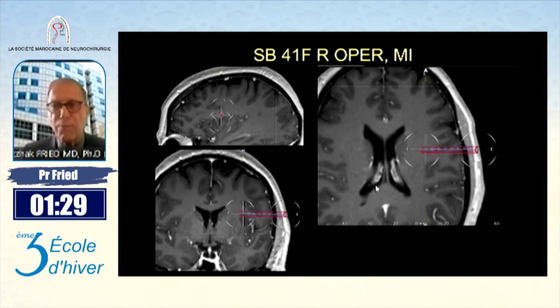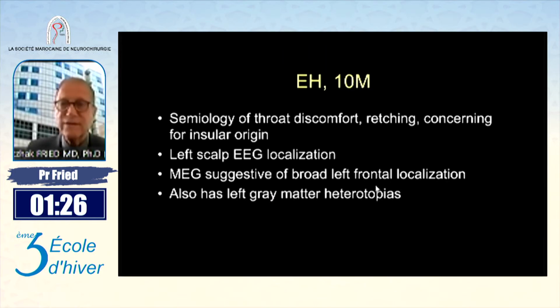It was a more complicated picture than that. Another situation, a boy who is 10 years old, here again, semiology of throat discomfort, okay, retching, okay, immediately suspecting by the semiology that we have a certain problem in the insula. So there was a general left scalp EEG localization, not good enough. The MEG gave sort of general left frontal localization. And actually, he had several heterotopias, both in the frontal, insular, and temporal cortex.